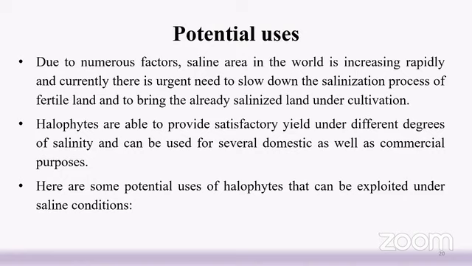Due to numerous factors, the saline area in the world is increasing rapidly, and concurrently there is an urgent need to slow down the salinization of fertile land, which is possibly not possible. You can say we can slow down the salinization process, but we can't stop it. And to bring the already salinized land under cultivation is the better option. Whatever salinized land is there, we can bring it into cultivation by using these salt-tolerant varieties or halophytes.